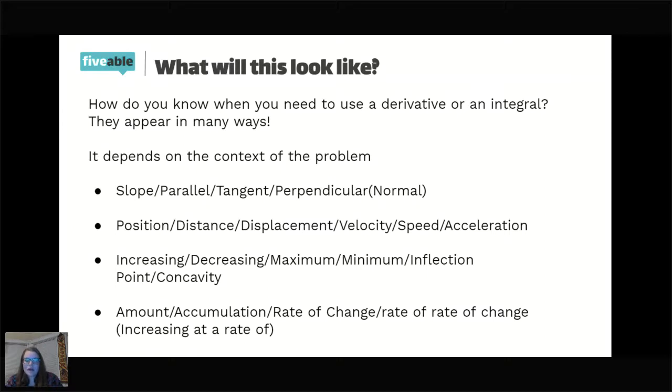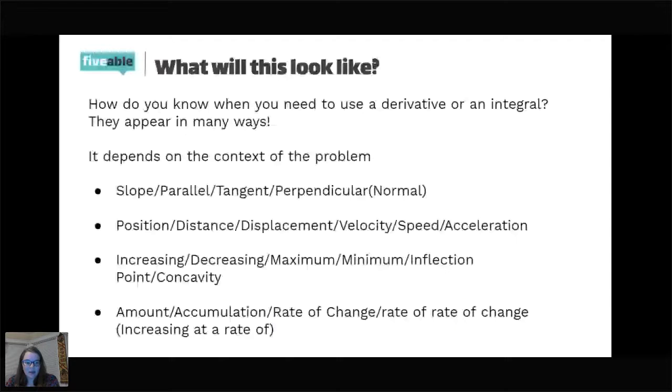And what if you have acceleration? If you have acceleration and they ask you to find velocity, you need to take the integral. Good. So it's important that we know that depending on what we have, we might need a derivative or an integral to solve the problem. But this also can work with graphs. So increasing and decreasing, maximum or minimum, or inflection points and concavity, all things that will involve derivatives and integrals based on what you're given.